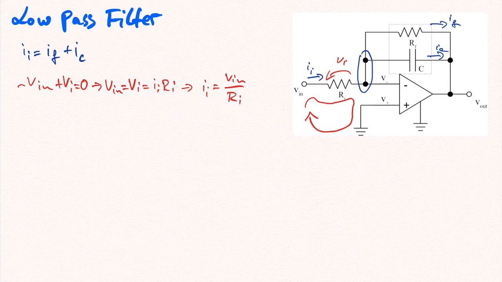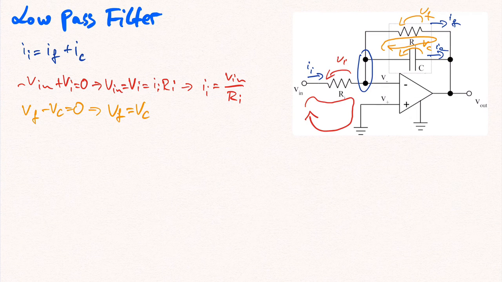We'll denote the voltage across resistor Rf as Vf and the voltage across the capacitor as Vc. Applying Kirchhoff's voltage law to the small loop up here reveals that Vf minus Vc is equal to 0, so that Vf is equal to Vc.